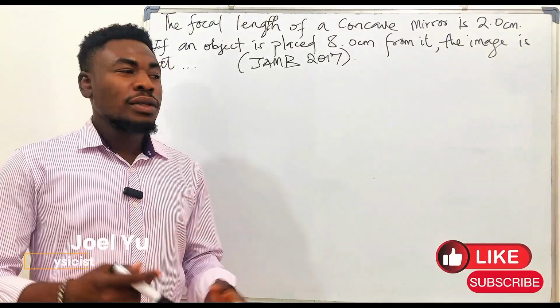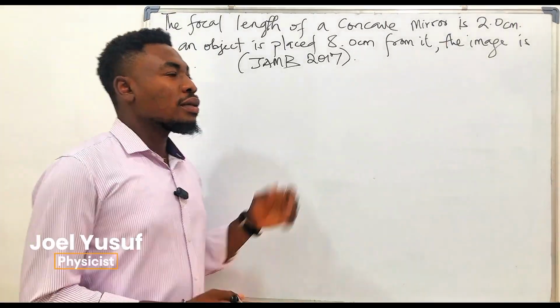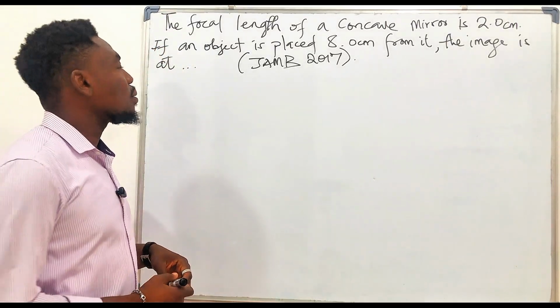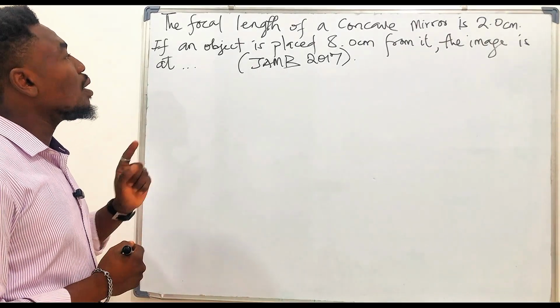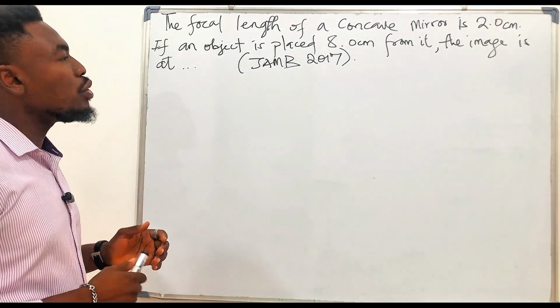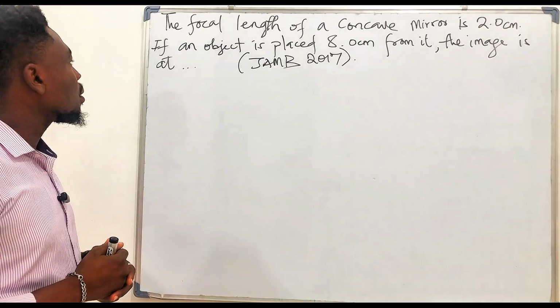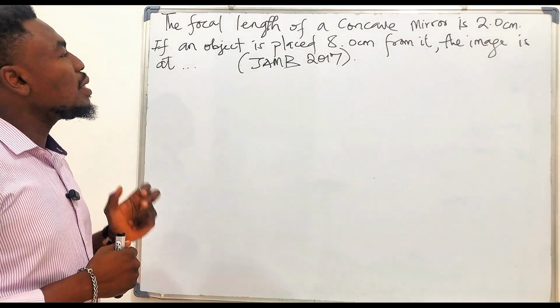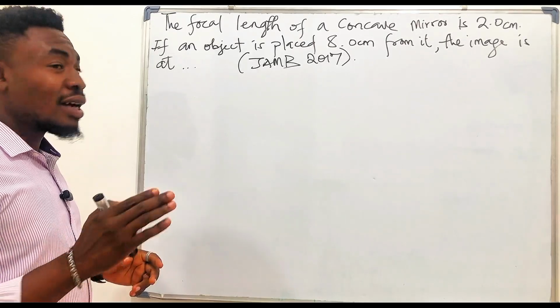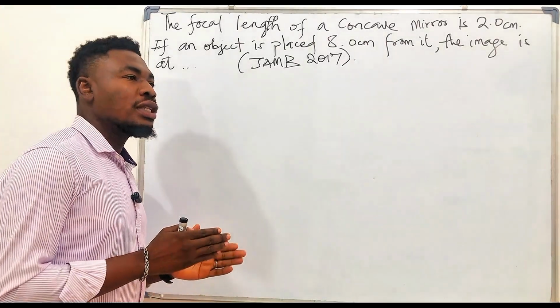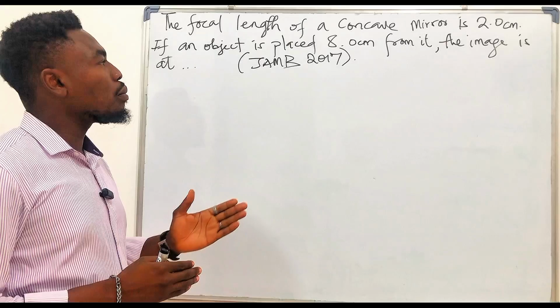Hi, you're welcome. Let's look at this question from JAMB 2017. The question says the focal length of a concave mirror is 2 centimeters. If an object is placed 8 centimeters from it, the image is at... so we're trying to look for the length of the image from the mirror.